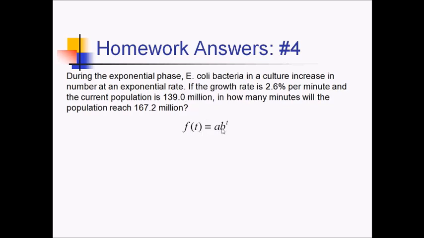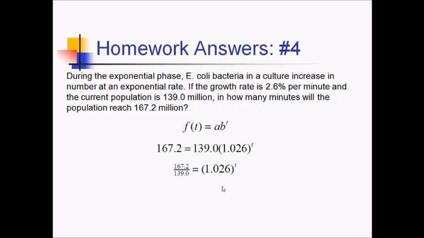Next, for my B value, let's see, our growth rate is 2.6%. So my B value then is 1.026. And we're looking for t, so we'll leave that untouched. Now let's go ahead and solve for t. That'll be 167.2 over 139 for my first step, so I can isolate that exponential term.